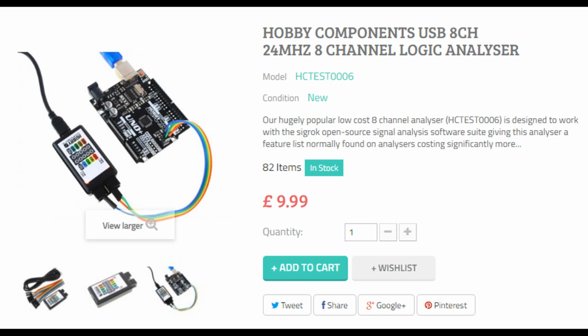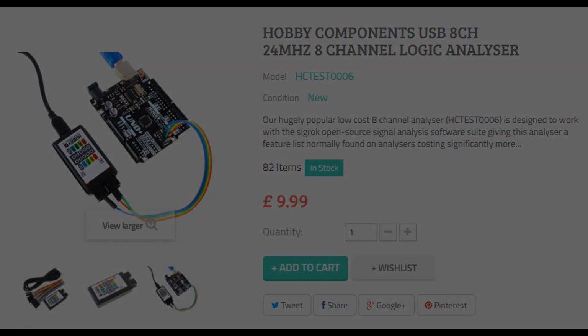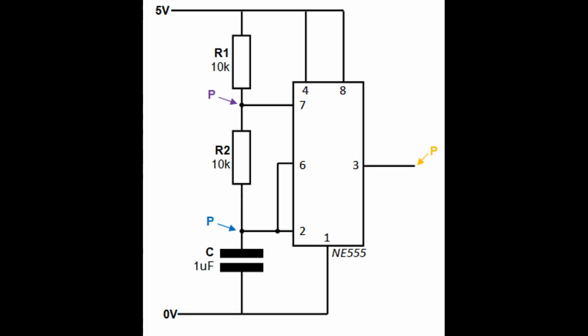To learn about what they are and how not to use them, let's look at a really bad example circuit of how not to use a logic analyzer. Here I have a 555 astable and I'm probing the pins shown. They are pins 7, 2 and 3. If I now capture the outputs on the analyzer, I get the following readouts.